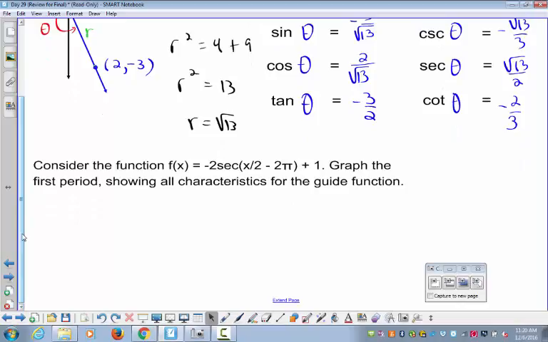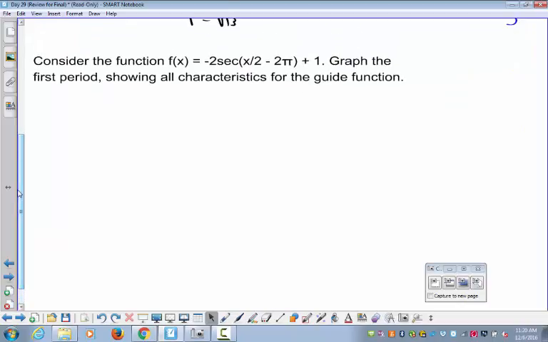Any questions on those ratios? Do you remember those ratios? I know it's been a while. All right, this one will feel like it's really been a while. All right, graph.